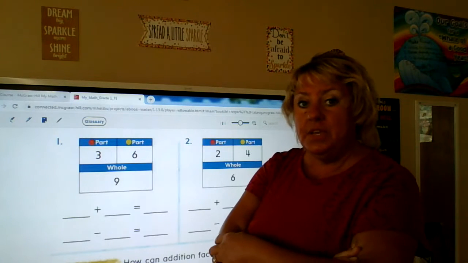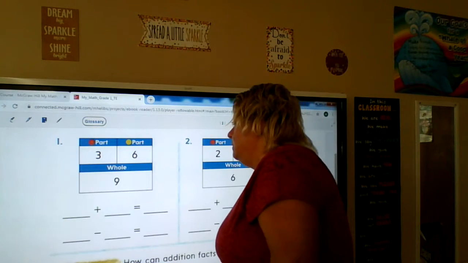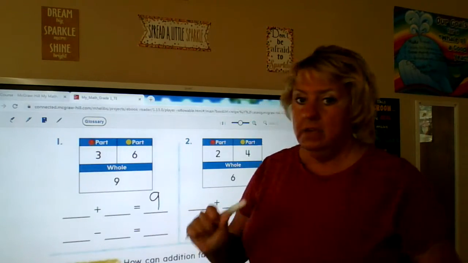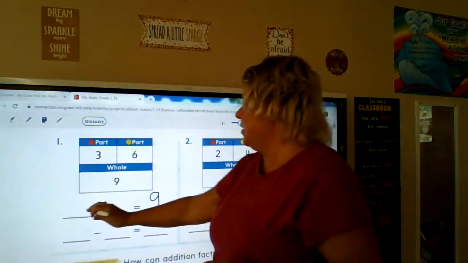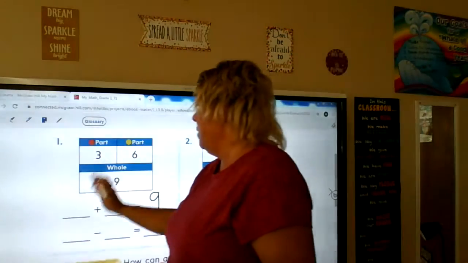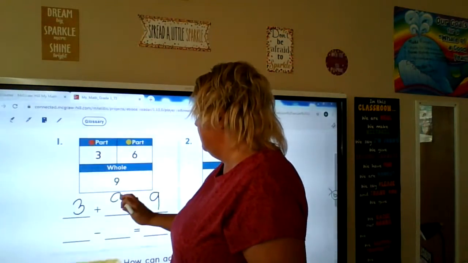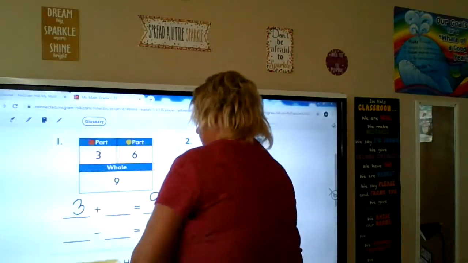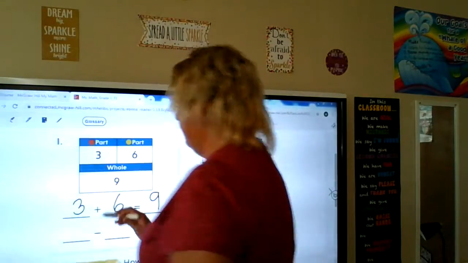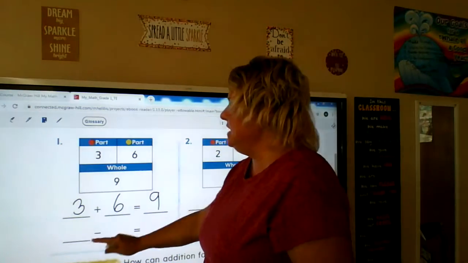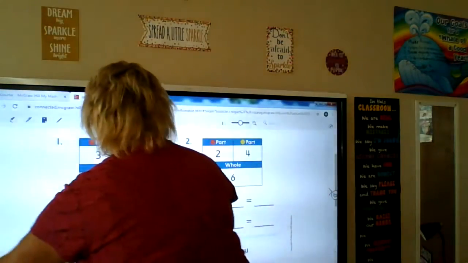So remember, when we do addition, the whole comes at the end. This is the whole, 9, because we take parts and put them together to make a whole. So one of the parts is 3, and one of the parts is 6. 3 plus 6 is 9. Okay, what is my related subtraction fact?